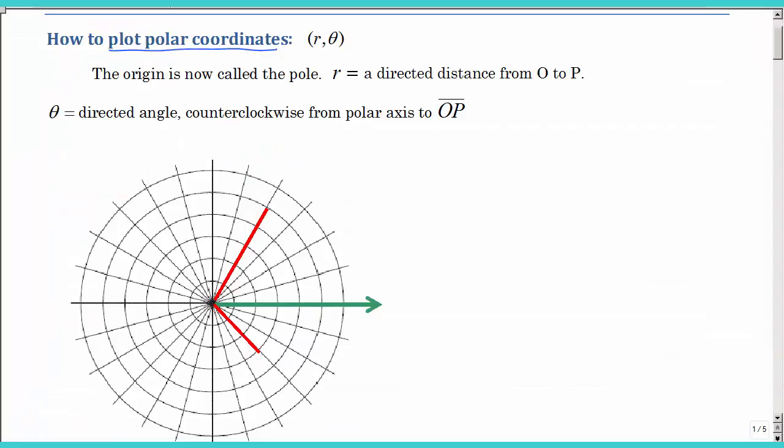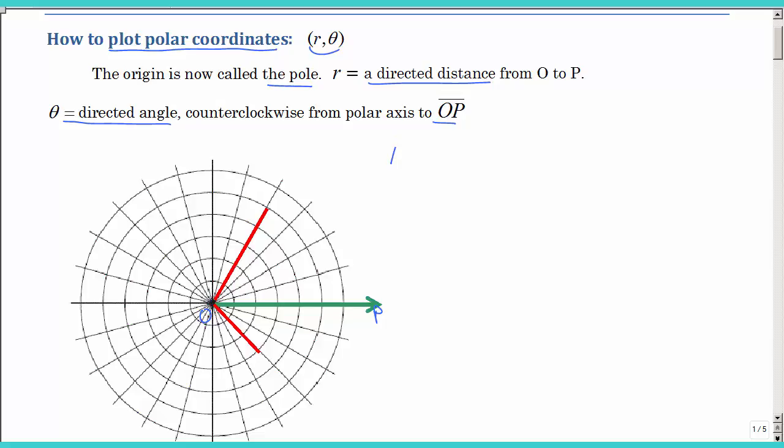So how do you plot polar coordinates? Well, first of all, you use r and theta, where r is a directed distance and theta is your directed angle. And we usually take it from the polar axis right here, this green arrow. So we measure everything from there, just like in trigonometry. Instead of the origin, we now call it the pole.